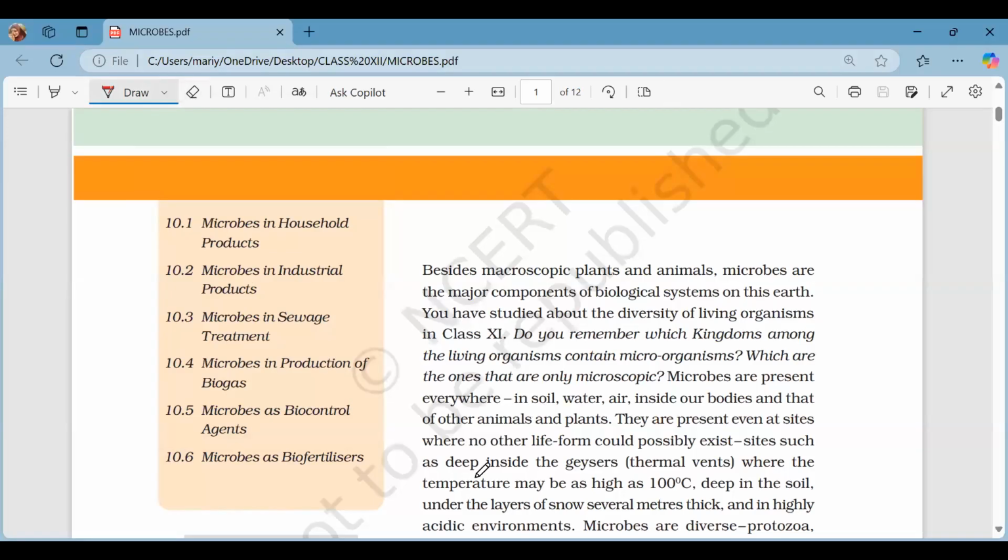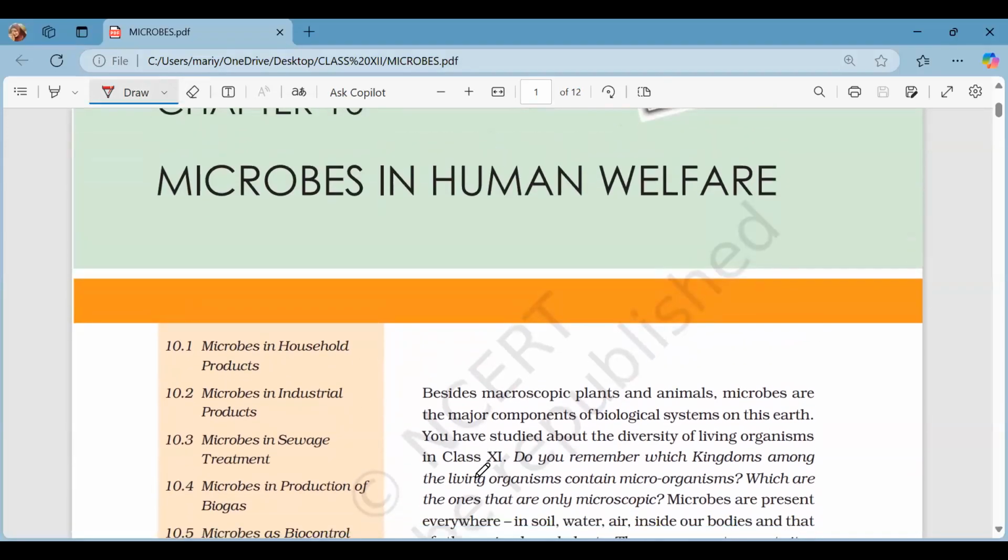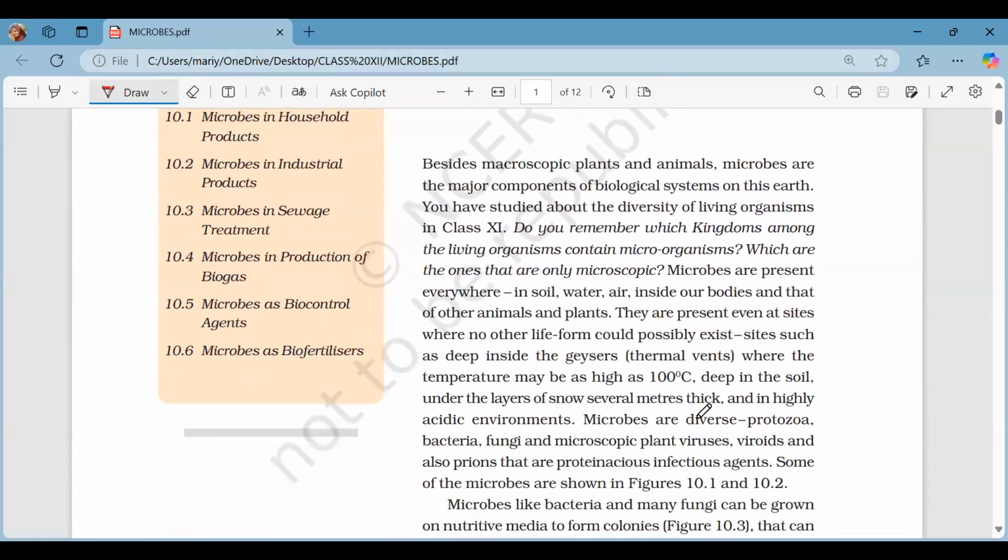In this chapter, we're going to see the microbes that we know about. What do they do for us other than causing disease, right? There are multiple microbes that obviously cause diseases in human beings, but there are multiple that are very beneficial also. So that is what we're going to see now.